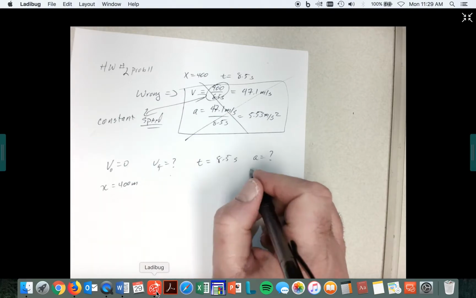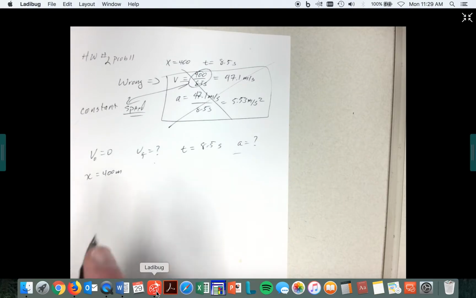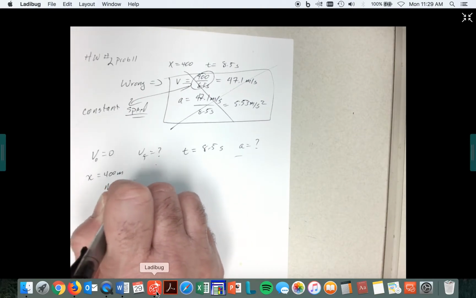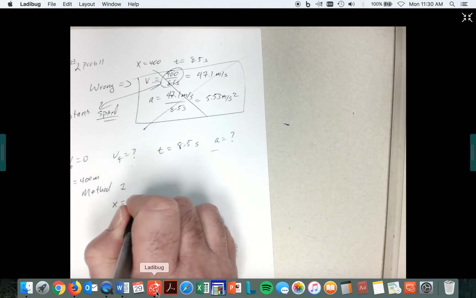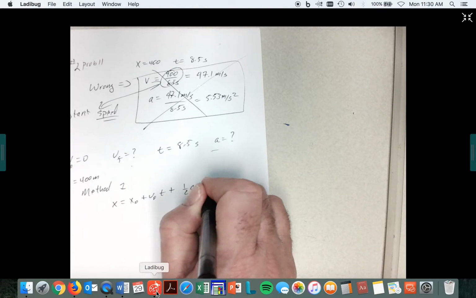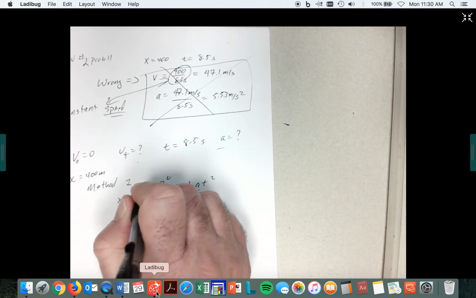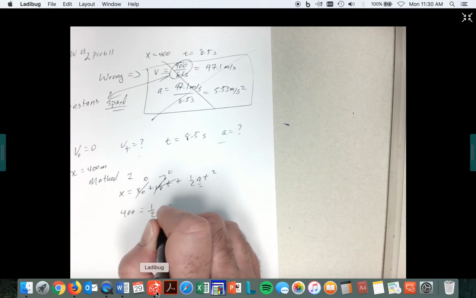Now, it asks for the acceleration. We could have started off with the wimpy formula, which I don't like. Let's start off with the manly problem, where we find the acceleration. Here's method 1, real quick. x is equal to x naught plus v naught t plus 1/2 at squared. I'm trying to find a. This guy's 0, so that goes away. This guy's 0, so that goes away. So I've got 400 is equal to 1/2 at squared.